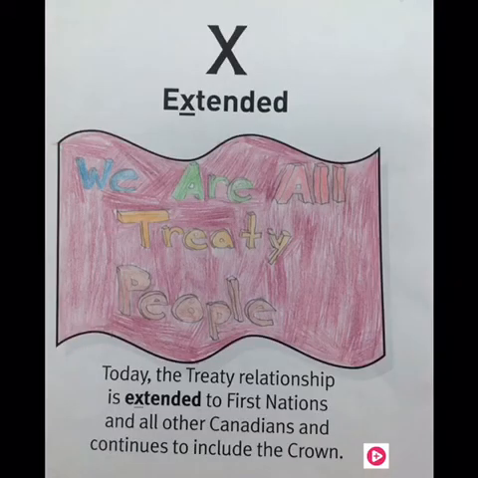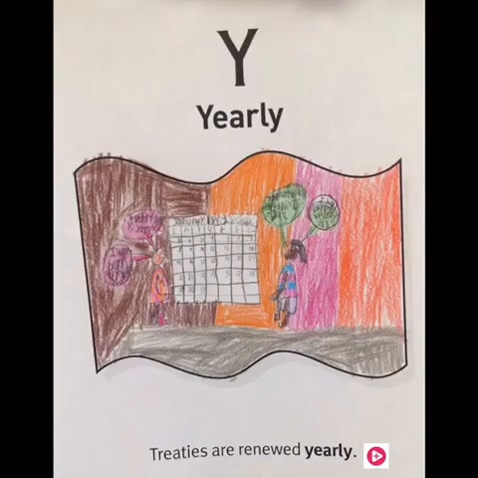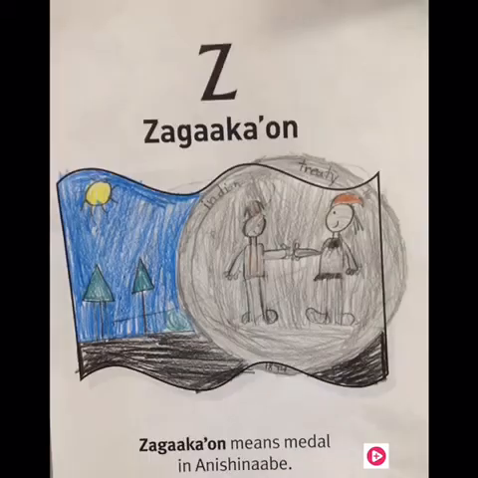X is for extended. Today, the treaty relationship is extended to First Nations and all other Canadians and continues to include the Crown. Y is for yearly. Treaties are renewed yearly. Z is for Zigaka'an. Zigaka'an means metal in Anishinaabe.